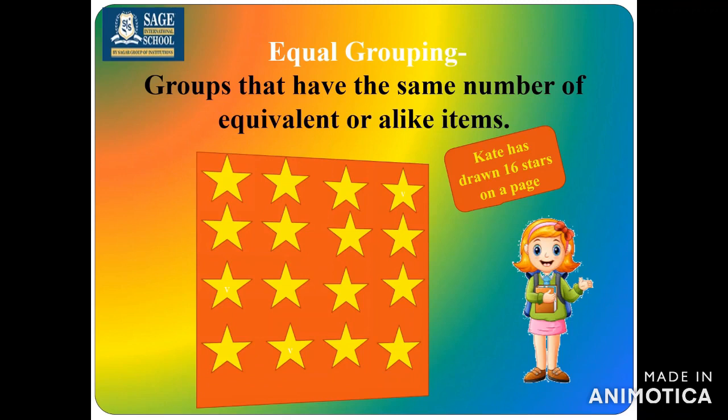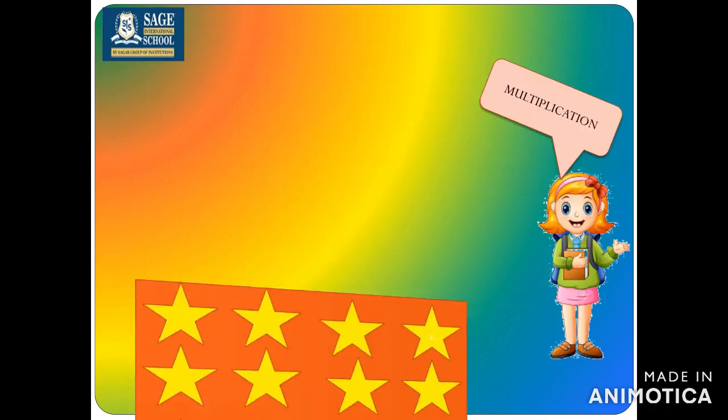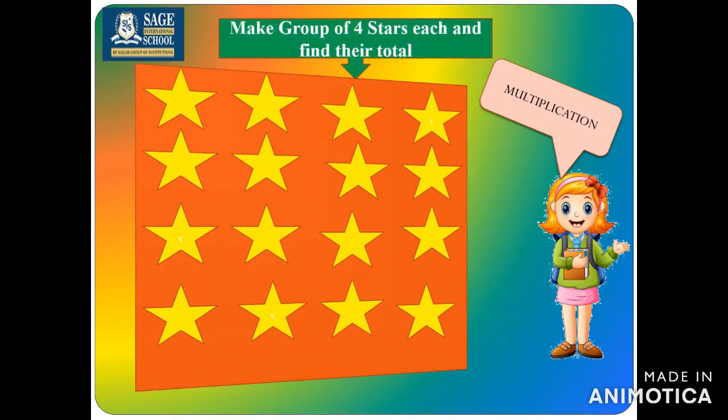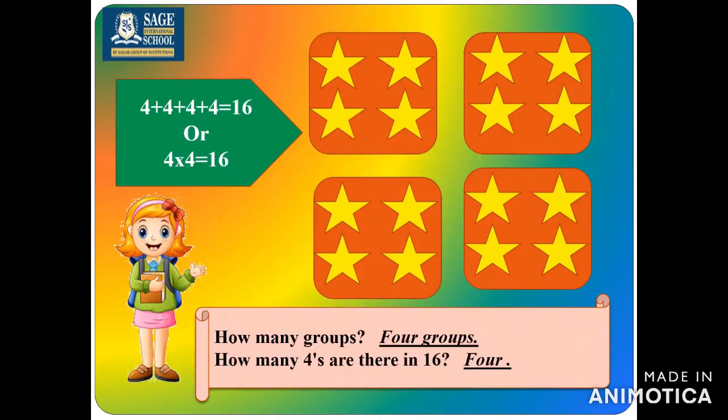Here Kate has drawn 16 stars on a page. So Kate made 4 groups of 4 stars each. And what is the total of them? The total is 4 times 4, that is 16. So how many groups did Kate make? She made 4 groups. And how many 4s are there in 16? There are 4 4s in 16.